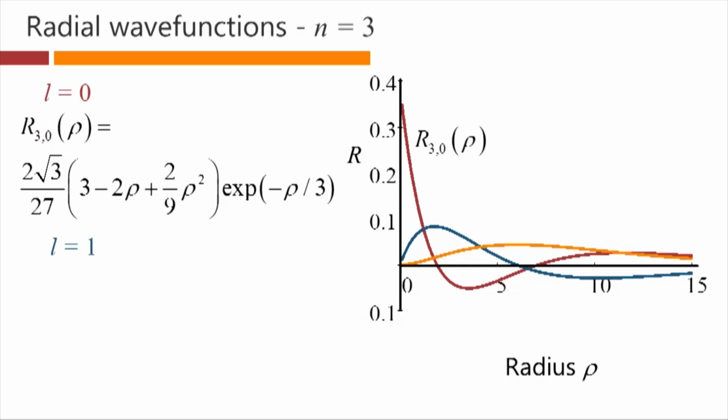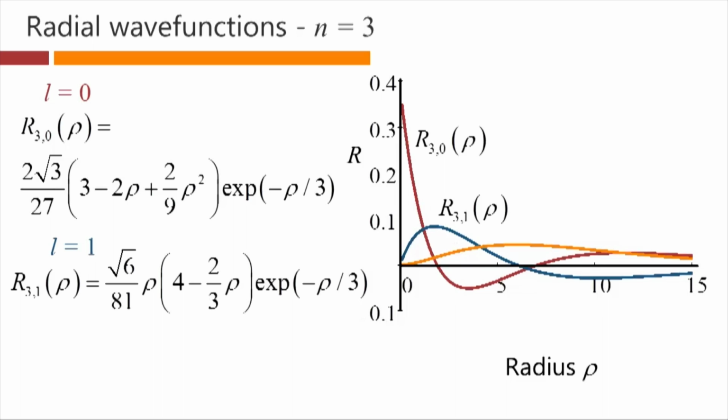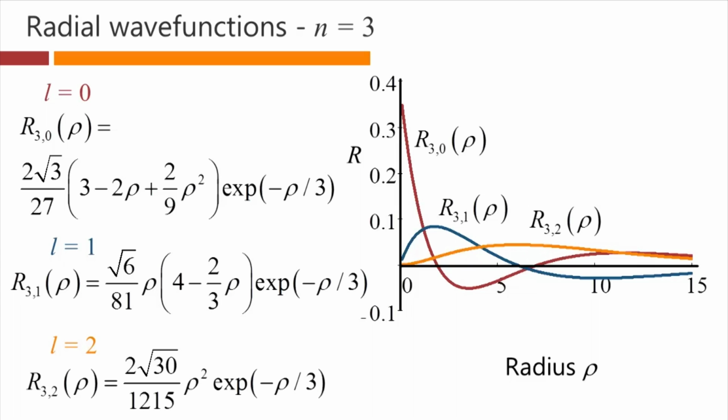For L equals 1, the blue curve, we have rho times 4 minus 2/3 rho. So this goes to 0 at the origin here at 0 radius. It has another 0 when this factor equals 0. And it also falls off with this exponential minus rho over 3 now. And for L equals 2, we have the orange curve. And that is rho squared times the exponential of minus rho over 3. So it also starts at 0 here, grows, and then decays with the same exponential.